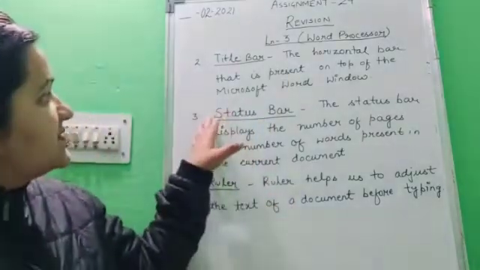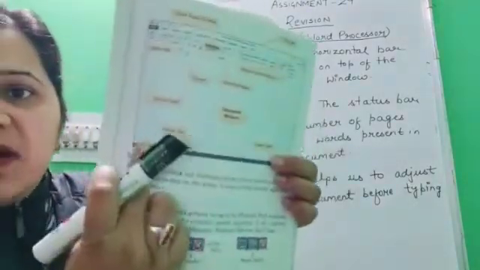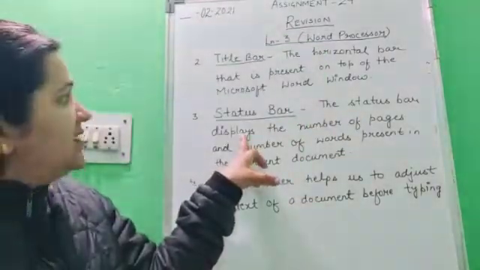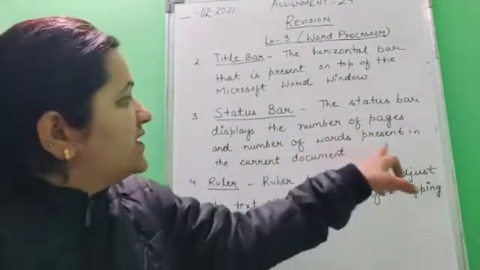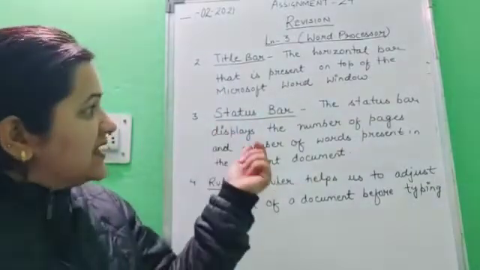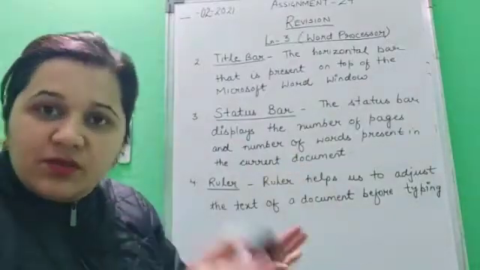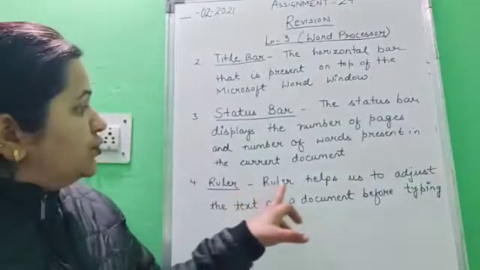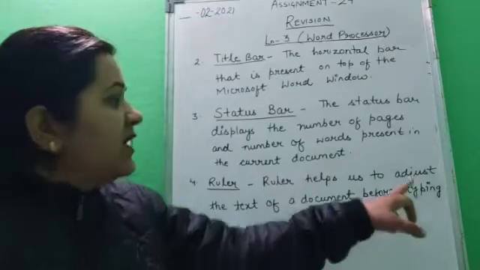Okay children, next is status bar. Again I will show you here. This is the status bar. This blue line is known as the status bar. The status bar displays the number of pages and number of words in the current document. It tells us on which page we are working and how many pages we are done, and also the number of words we have typed. Next comes ruler. Ruler helps us to adjust the text of a document before typing.